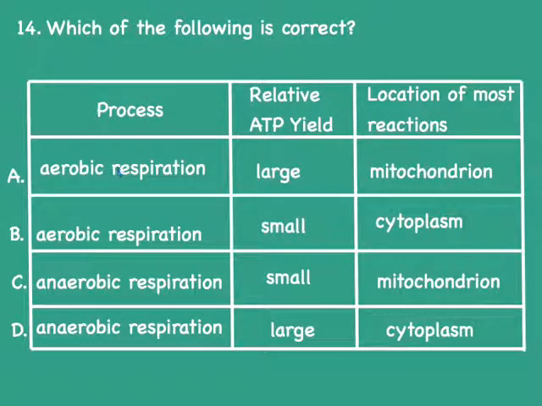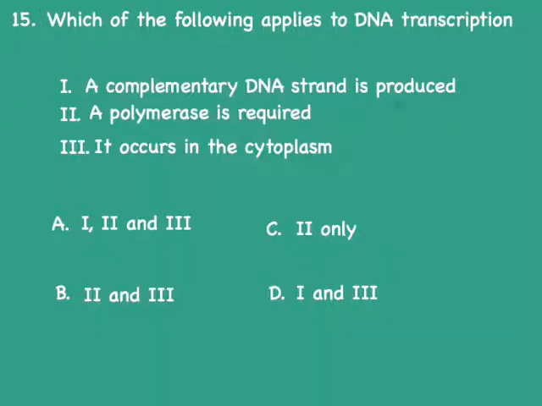Aerobic respiration produces a large yield of ATP because pyruvate, the end product of glycolysis, is able to enter the mitochondrion and participate in the reactions of the Krebs cycle and the electron transport system, ultimately passing hydrogens to oxygen to form water. The answer, therefore, is A, aerobic respiration. None of the other options are valid, for anaerobic respiration yields only a small amount of ATP, and it is confined to the cytoplasm. Which of the following applies to DNA transcription?